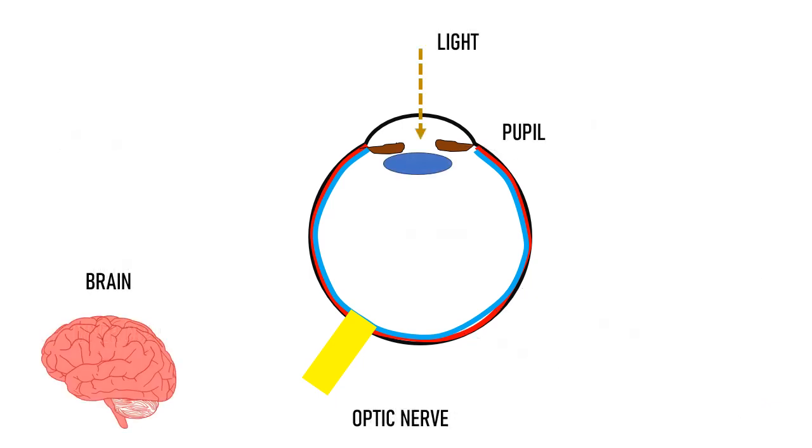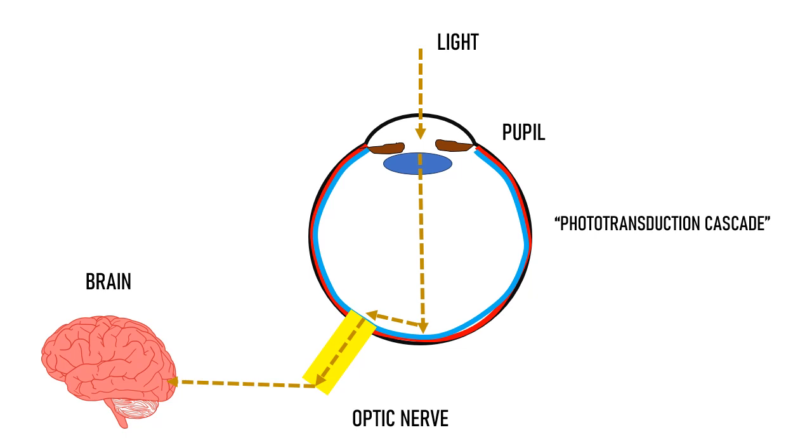Light enters the eye through the pupil, and if the path of the light is clear, then it eventually falls on the retina. Retina processes this light signal into electric signal through a process called the phototransduction cascade. Then this electrical signal is carried to the brain via the optic nerve. And finally, the brain processes this stimulus into an image, and this is how we are able to see.